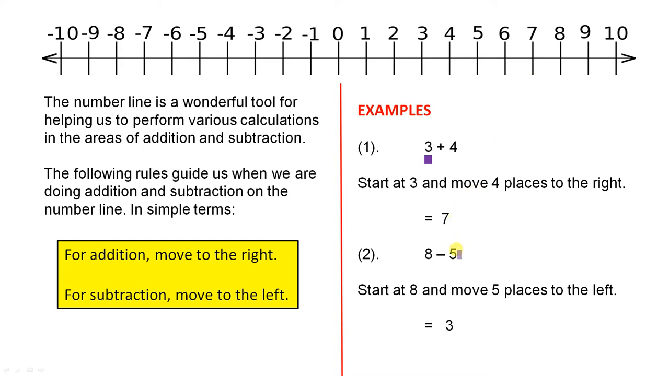Number 2, 8 minus 5. Start at 8, because that number is 8. So we put our marker there. That's minus 5. That means it's subtraction, so we move 5 places to the left. So there's our 8, and now we move 5 places to the left. 1, 2, 3, 4, 5. And that gives us 3.